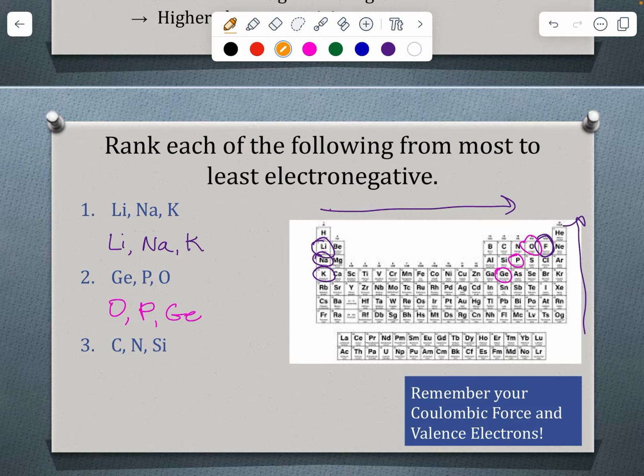And then lastly, carbon, nitrogen, and silicon. Silicon is in the highest energy level, so it's going to be the least electronegative. Nitrogen is going to be my most electronegative because it has the most protons in that energy level with carbon, and carbon would be in the middle.